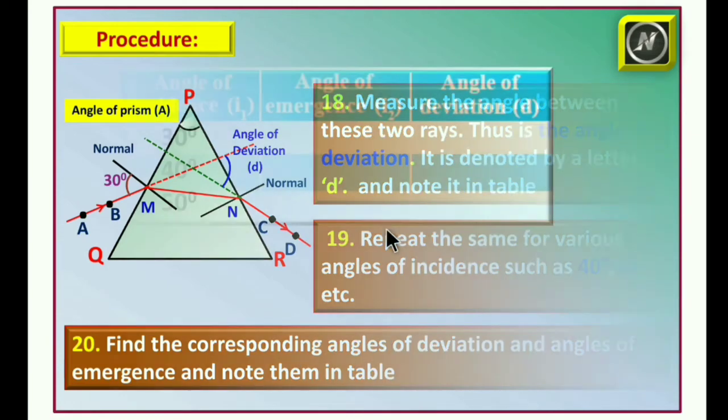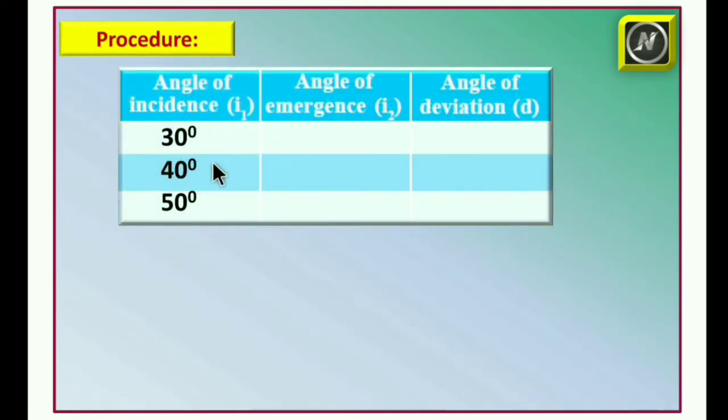So this is the table. In this table we take the angle of incidence as 30, 40, 50, 60, 70, 80, and we have to find the angle of emergence and the angle of deviation.